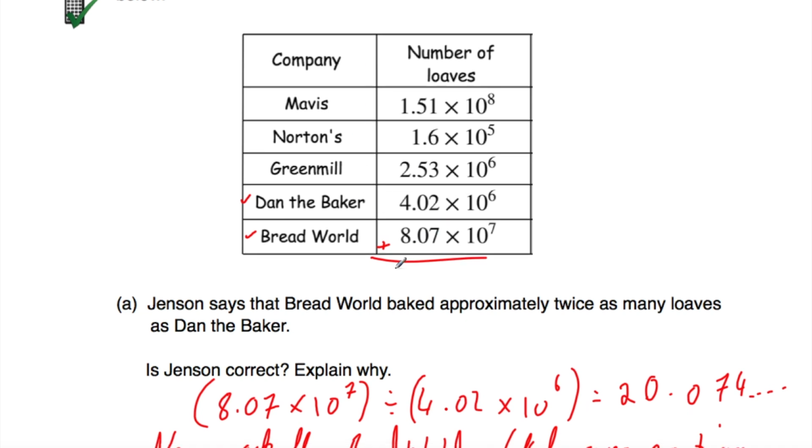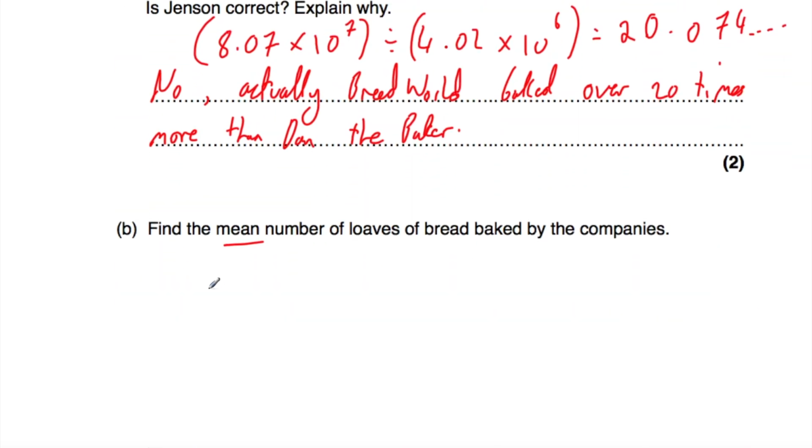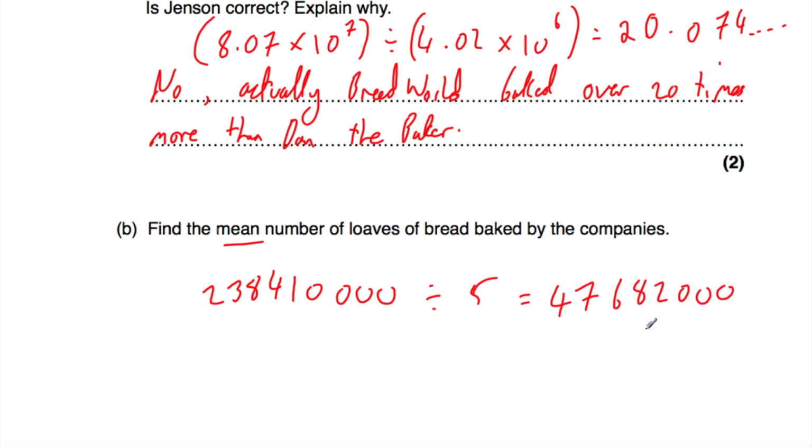And when we add all those values up, that's equal to 238,410,000. So my calculator's given it to me as an ordinary number. If we just put our commas in, we'll see that's 238,410,000 loaves of bread. So that's the total, and then we just need to divide it by 5. So let's write it down. We've got 238,410,000 loaves of bread, and if we divide that by 5, that's equal to 47,682,000 loaves of bread. And that's it.